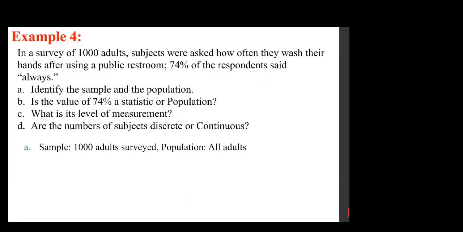We went over something similar to that. In a survey of 1,000 adults, subjects were asked how often they washed their hands after using a public restroom. 74% of the respondents said always. The first part, I think we did identify the sample and the population. And now part B, is the value of 74% a statistic? Is it a parameter?